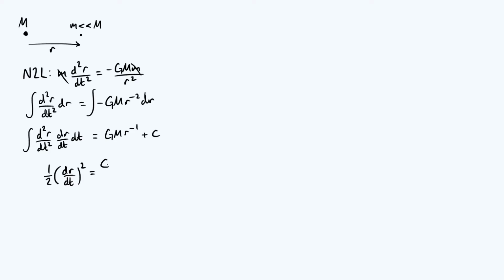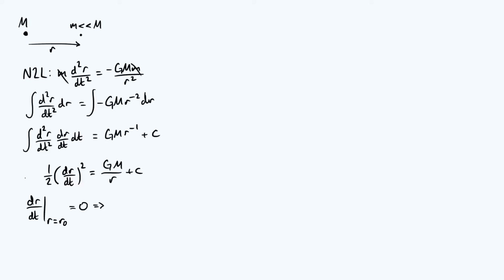I'm going to write the right-hand side as a fraction now, and so that's GM over r plus our constant. So now we can find the constant of integration using initial conditions. Remember we said we released the particle from rest, which means that dr by dt, which is basically the speed, evaluated when r is equal to the initial distance, which I'm going to call r0, is 0. That's just expressing mathematically the idea that it's released from rest.